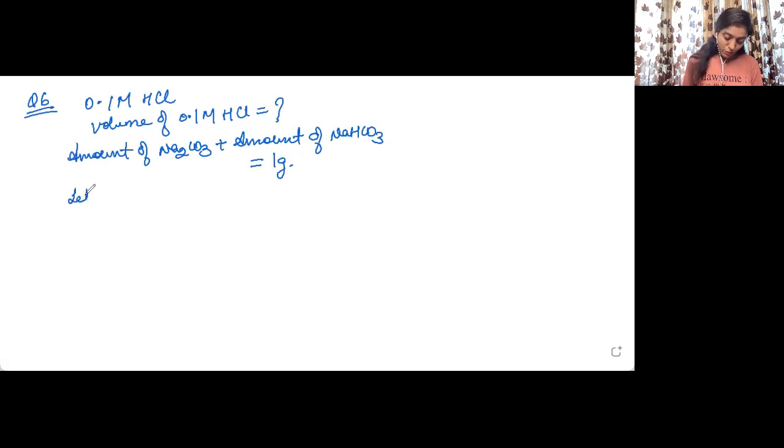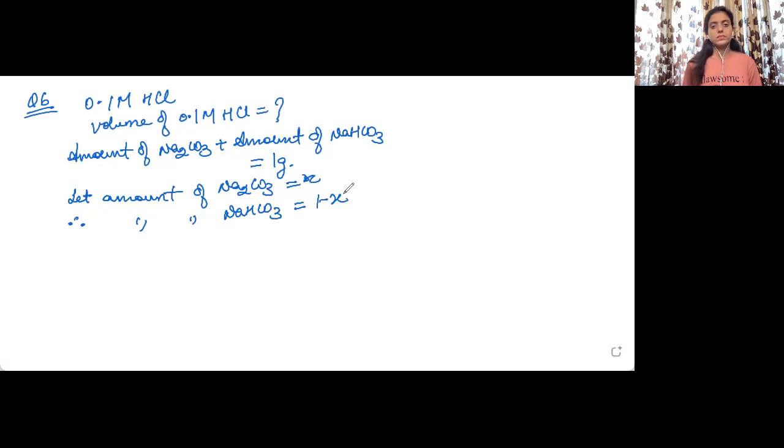Okay, we can just suppose let the amount of Na2CO3, that is sodium carbonate, is equal to X. We can just suppose it. Therefore, the amount of sodium bicarbonate will be equal to 1 minus X. Okay. Now, equimolar amount is there. Equimolar means the number of moles are same. Now, the number of moles, how will you calculate number of moles? Is equal to given mass upon molar mass.